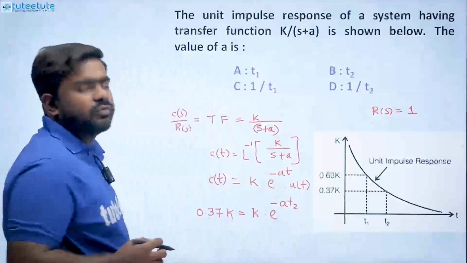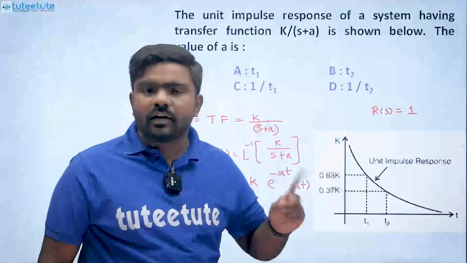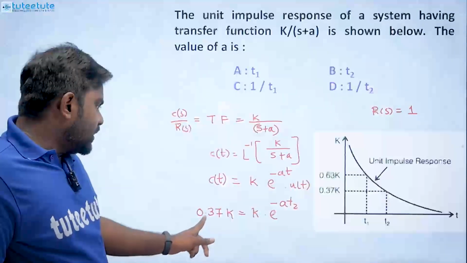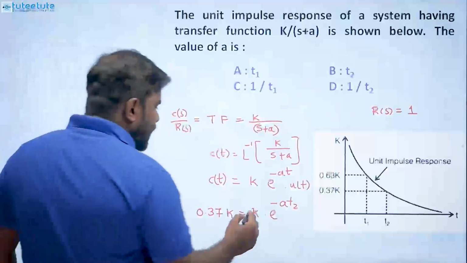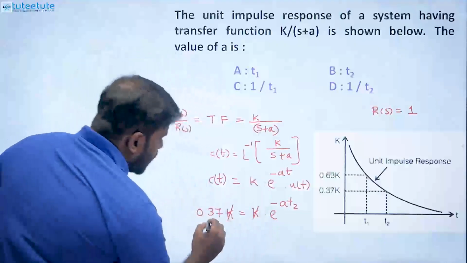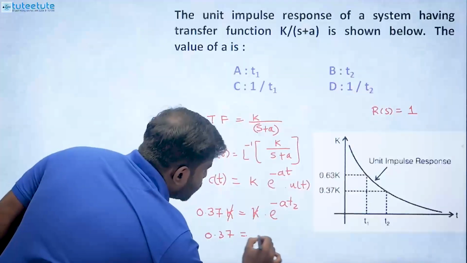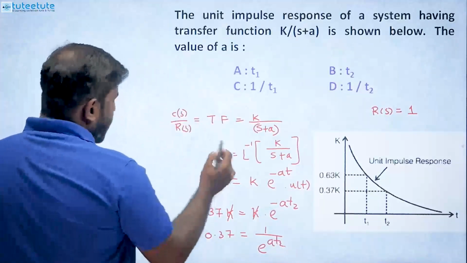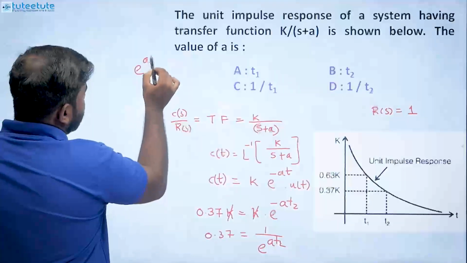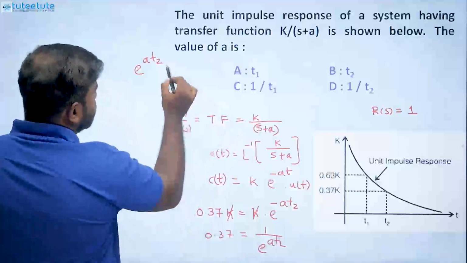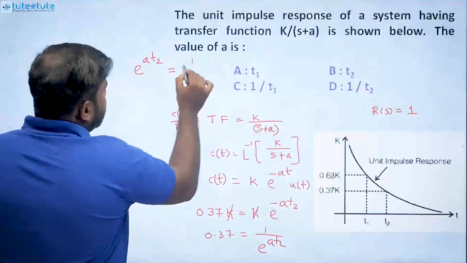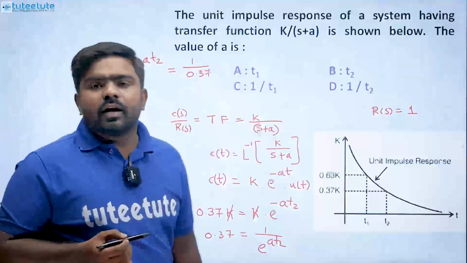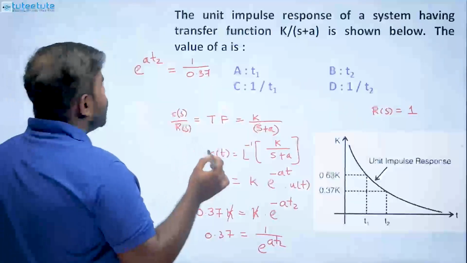And you know u of t function would be 1 for t greater than 0, and 0 for t less than 0. So implicitly that is eliminated. So 0.37 K equals K into e raised to minus A T2. So K gets cancelled. 0.37 is equal to 1 divided by e raised to A T2. Okay. So you can write from here e raised to A T2 coming this side, that will go that side. That would be 1 divided by 0.37. Okay. 1 divided by 0.37 would be around 2.71.